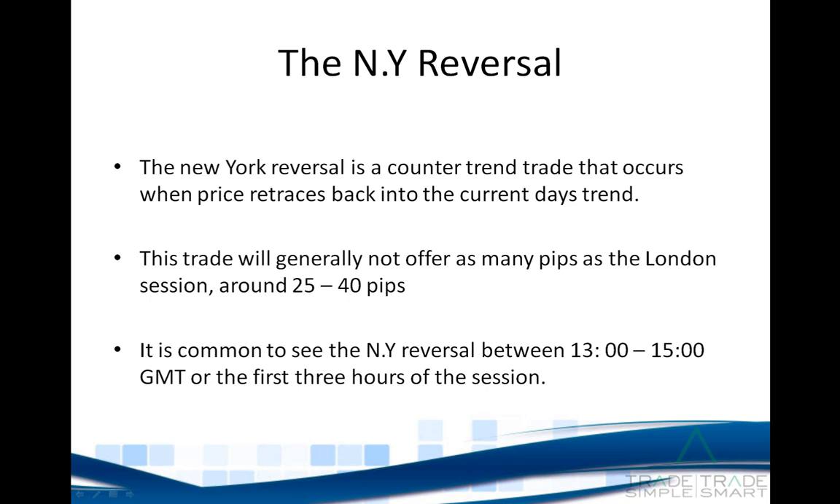Now, this trade would generally not offer as many pips as the London session, generally around 25 to 40 pips. So for those of you that trade the US session primarily, you're generally not going to get as many pips on the table as you do in the London session. And this is simply because the reversal is generally a midpoint retracement of the European session. So all that means, if we see an 80-point range between the low and high of the London session, the New York reversal is generally going to be around 40 pips.